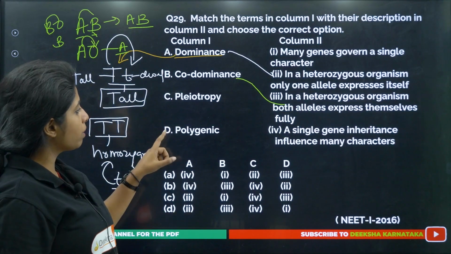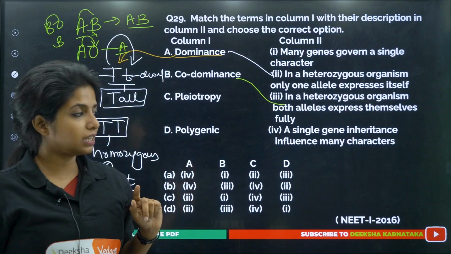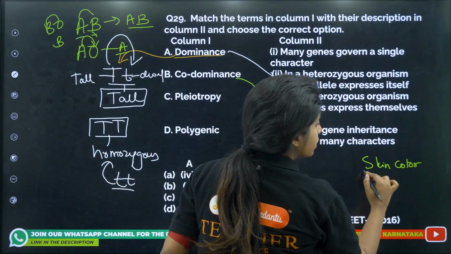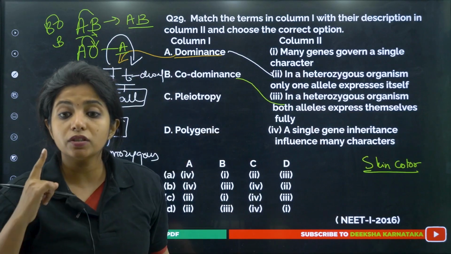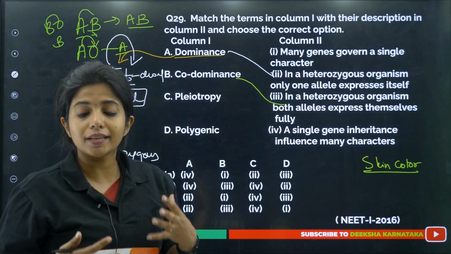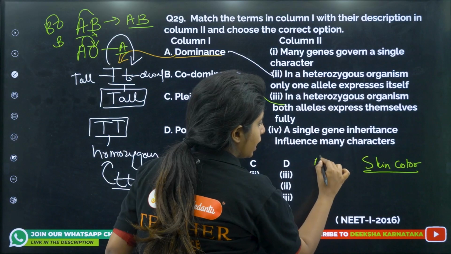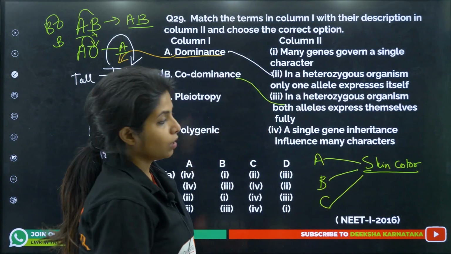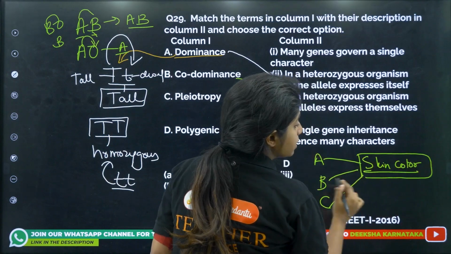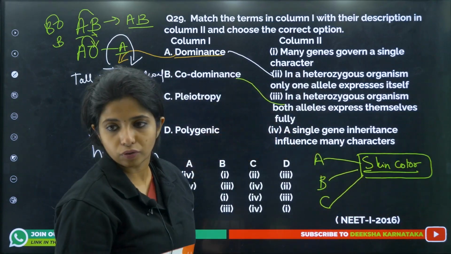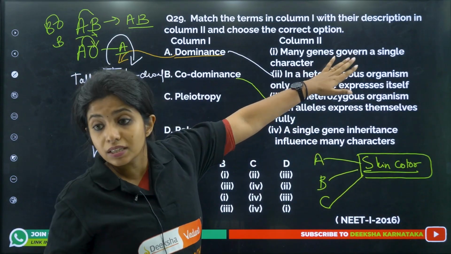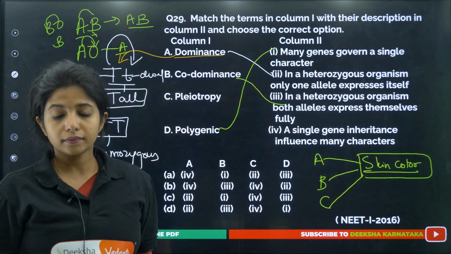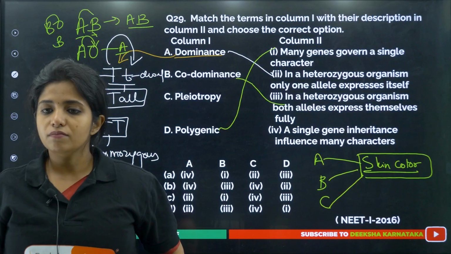Now what do you mean by polygenic features? For example, you have skin color. Skin color is basically not denoted by a single gene. There are so many genes coming into action. So you have A gene, B gene, C gene. All of them show their effect on a phenotypic character, that is skin color. So when many genes govern a single character, that is skin color, you call this polygeny.